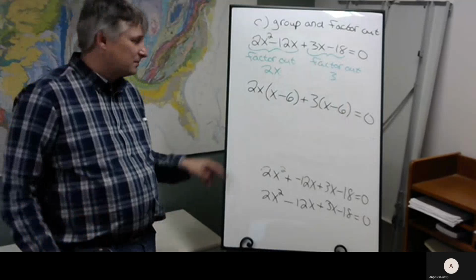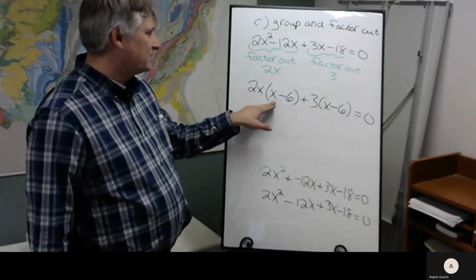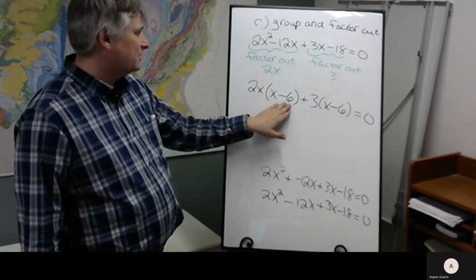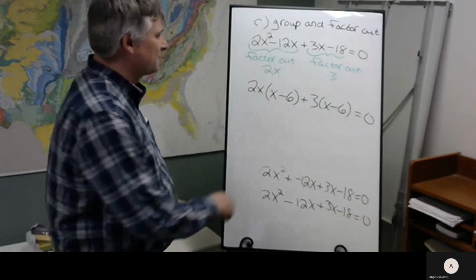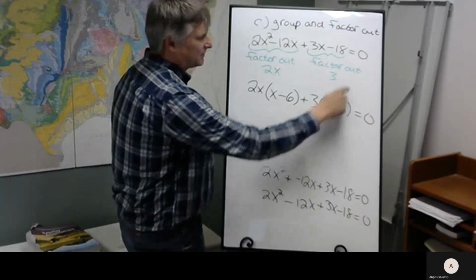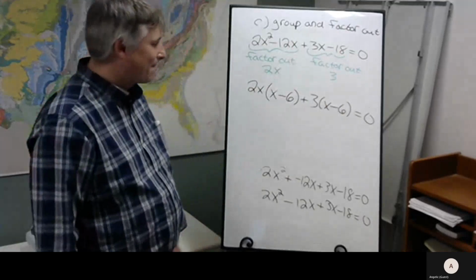And you could check this. 2x times x is 2x squared. 2x times 6 is 12x. 3 times x is 3x. 3 times 6 is 18.